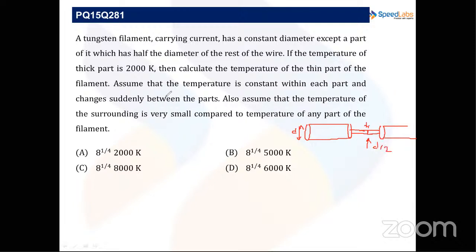Now it is saying assume the temperature is constant within each part and changes suddenly between parts. So basically it is saying assume this one constant, assume this one constant separately, and this one also constant. Now he's saying it suddenly changes. It doesn't mean there is some linear change from here; here there is some temperature, and the temperature on this side can be anything. Also assume that temperature of the surrounding is very small when compared to temperature of any part of the filament. And what do we have to find? If the temperature of the thick part is 2000 Kelvin, so its temperature is 2000 Kelvin.